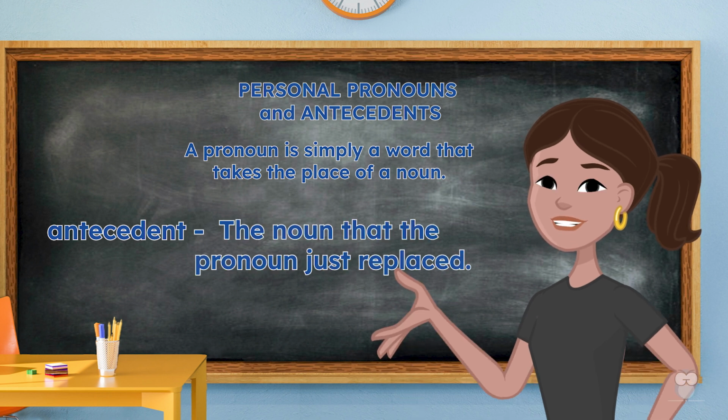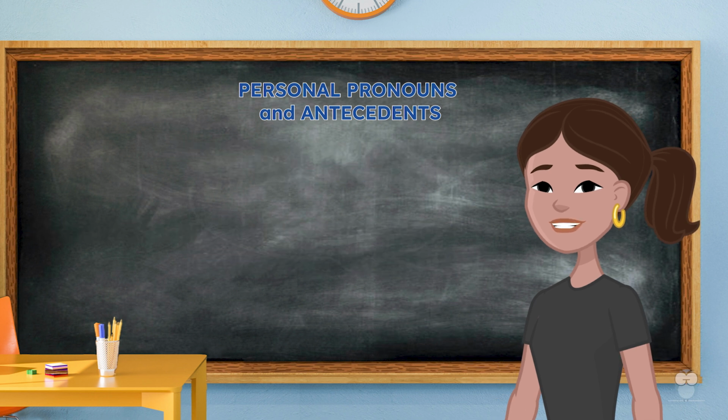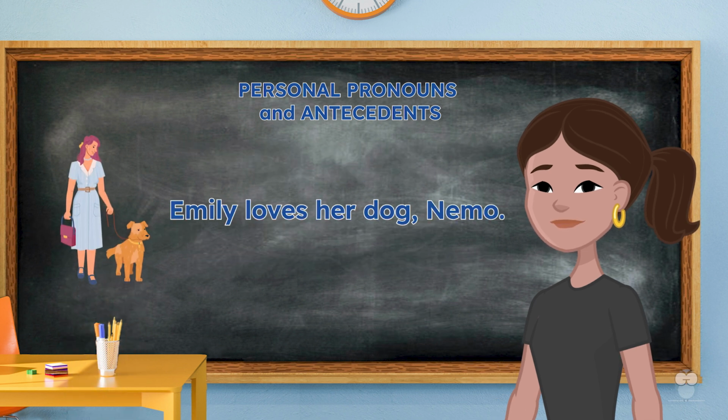Let's start with a basic sentence. Emily loves her dog, Nemo. In this sentence, the word her is a personal pronoun. It takes the place of the noun Emily. And so the word Emily is the antecedent. It is the noun that the pronoun replaced.